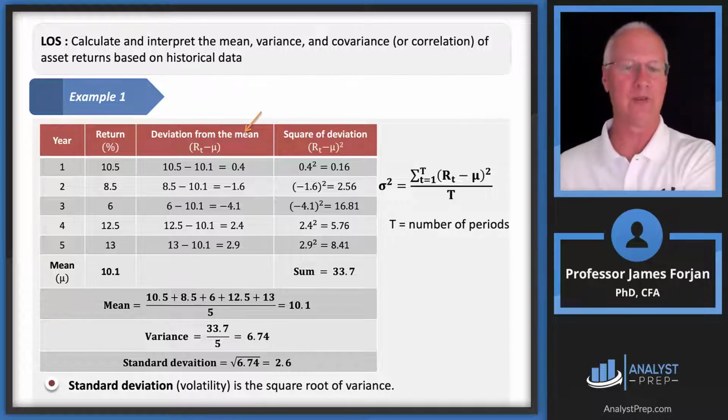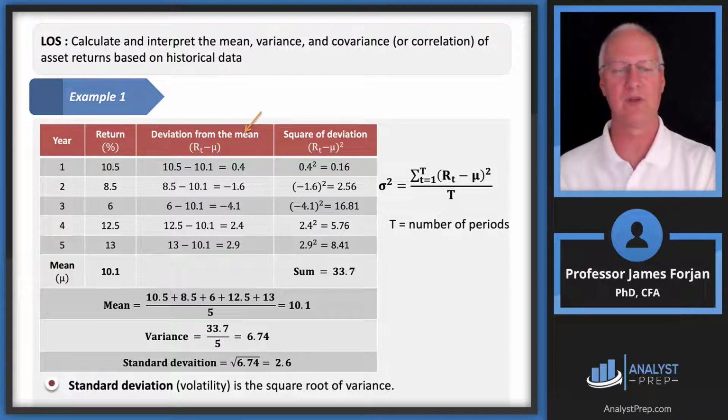So that's why we square the deviation over on the right-hand column. And then we sum them, and we get 33.7. Sum the squared deviation. All we're doing there is getting rid of the negative so that the positivity and the negativity do not cancel each other out. And then we divide by 5, and that gets us a variance of 6.74. Take the square root of that, and that gets us 2.6. Notice our last bullet point: standard deviation is the square root of the variance.